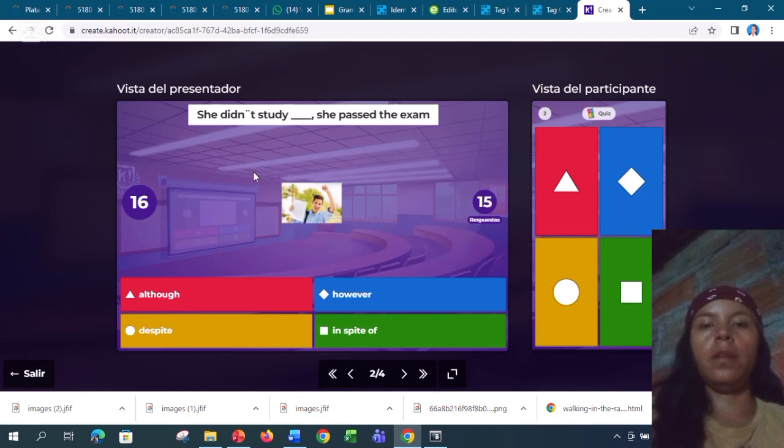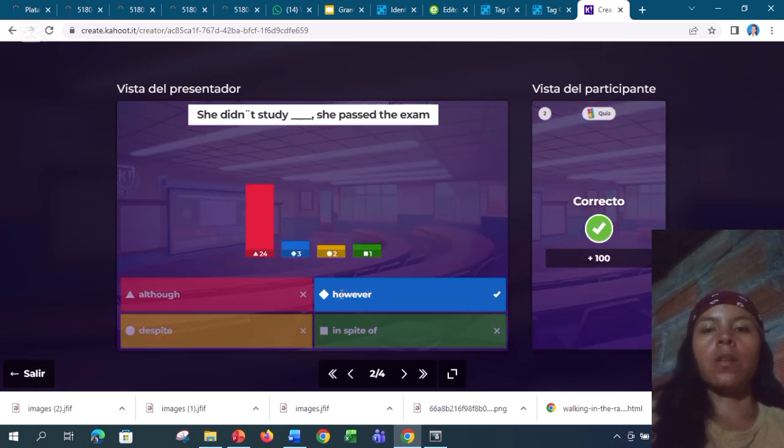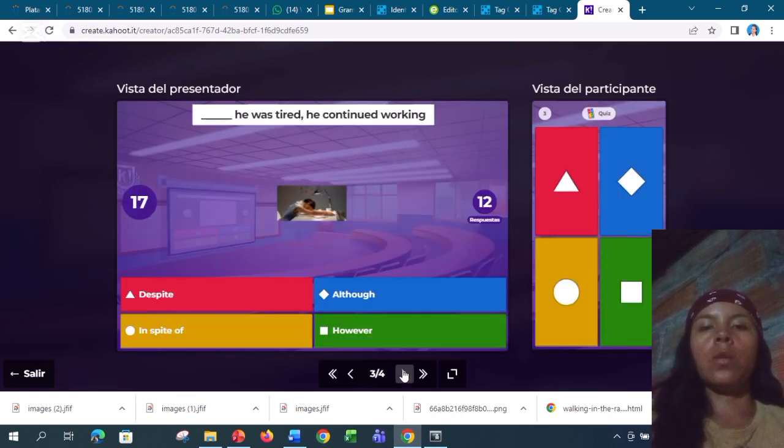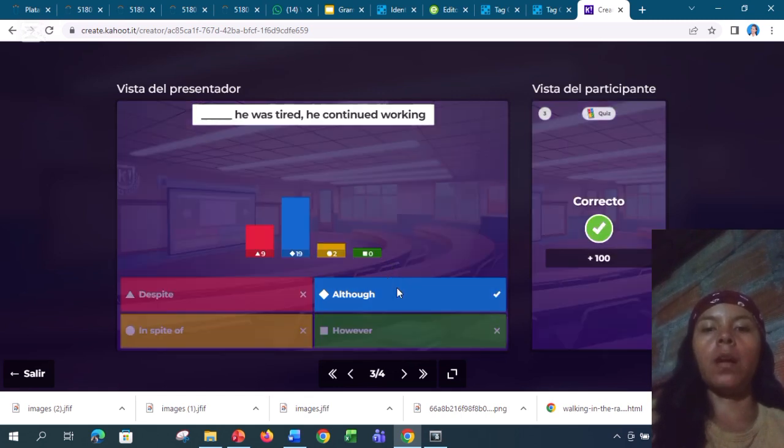Number 2: "She didn't study." The answer is however, which connects two separate sentences. "She didn't study. However, she passed the exam." Number 3: "He was tired. He continued working." The correct answer is although, followed by a clause, subject plus verb.